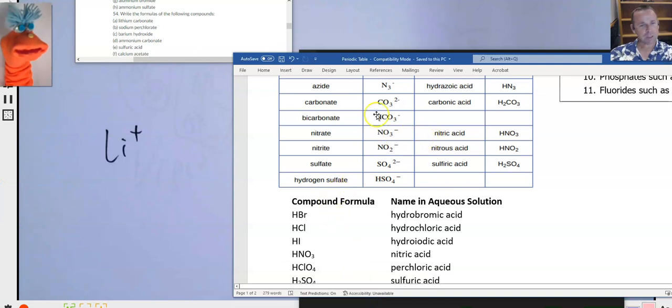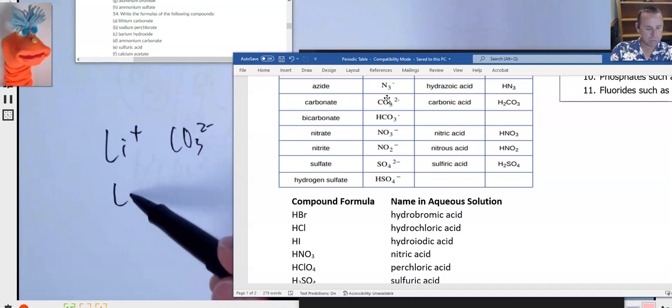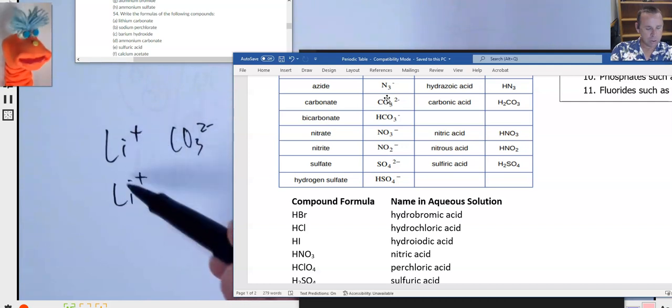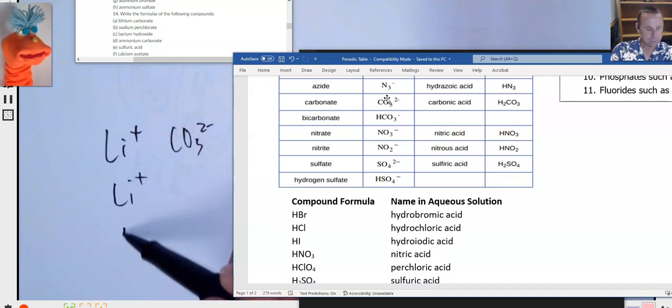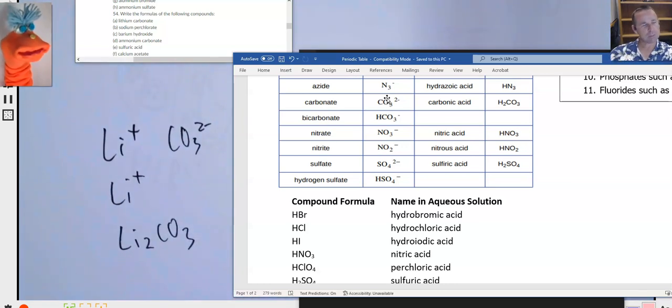Let's see if we can find it. There it is right there, CO3 2 minus. What are we going to have to do here? You need 2 lithiums. How did you know? Because I need 2 positives if I have 2 negatives. Very good. So lithium carbonate is going to have that chemical formula. Good.